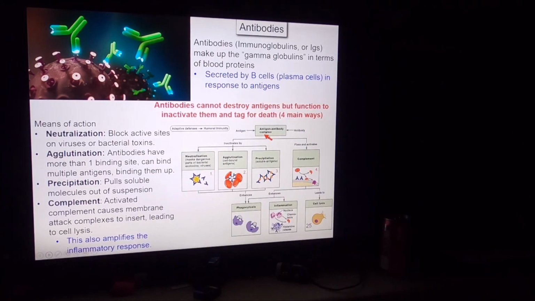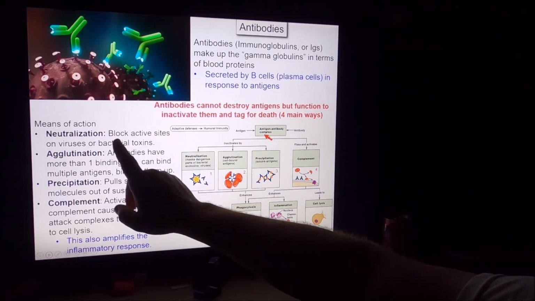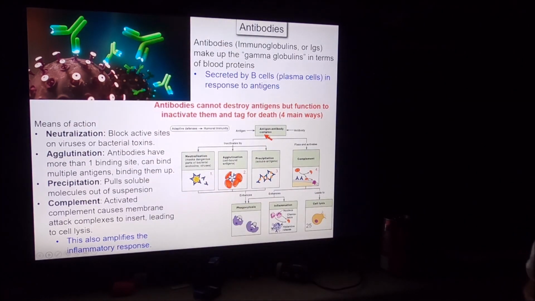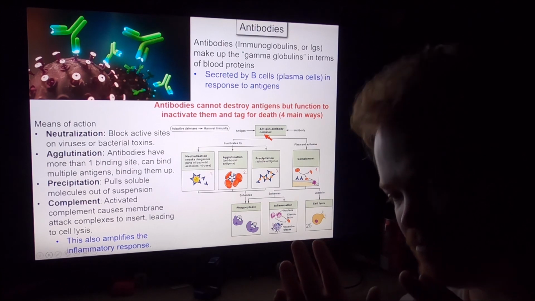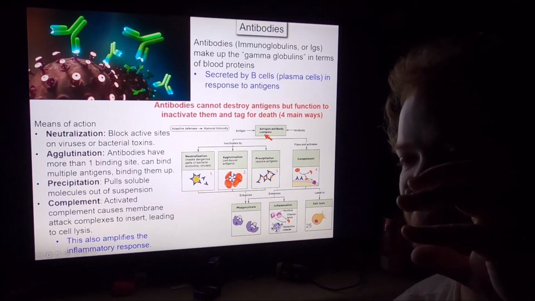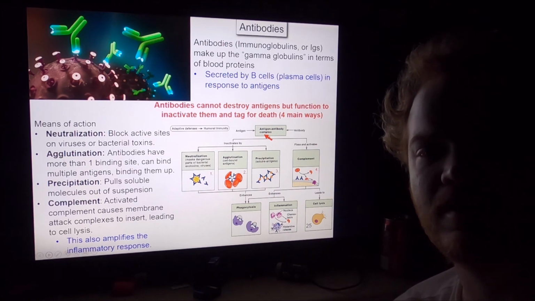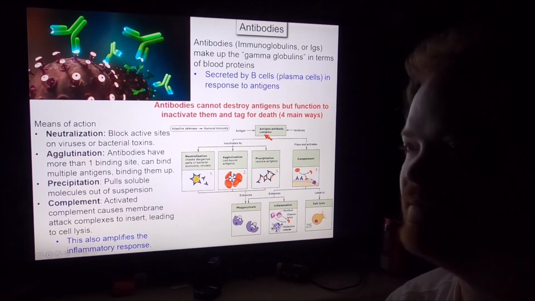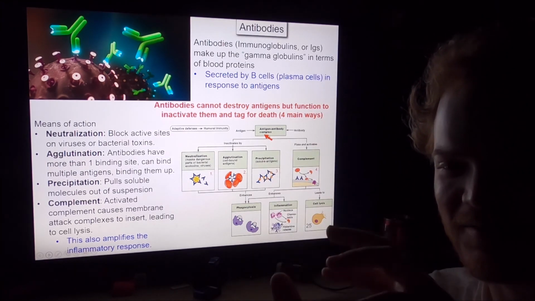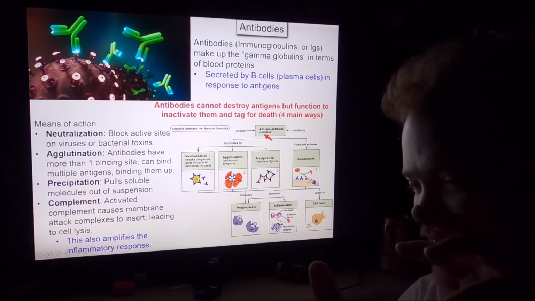And your book goes into a little more detail than this, so they give you a few different means of attack. Neutralization, so they say antibodies can work by neutralization. The nature of this is that the antibodies can block up the active sites on bacteria, viruses, what have you. And what's important about this is, like a virus, for example, when it gets to a cell, it has to attach to that cell's exterior markers and convince the cell to let it in.